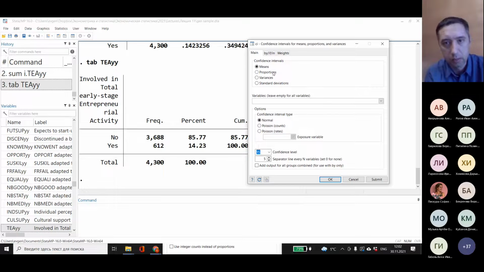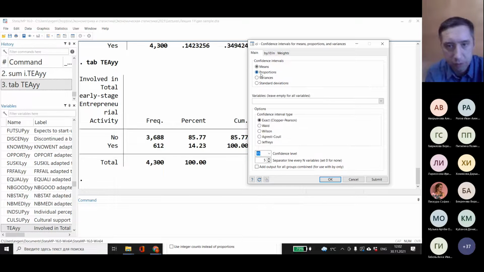Well, we should set that we work with proportions. We should set the variable name TRYY, and we should set the confidence level. Confidence level, let's use the same. And one important note, please use Wald here, because there are 5 options to calculate confidence intervals, and all of these options rely on different formulae.